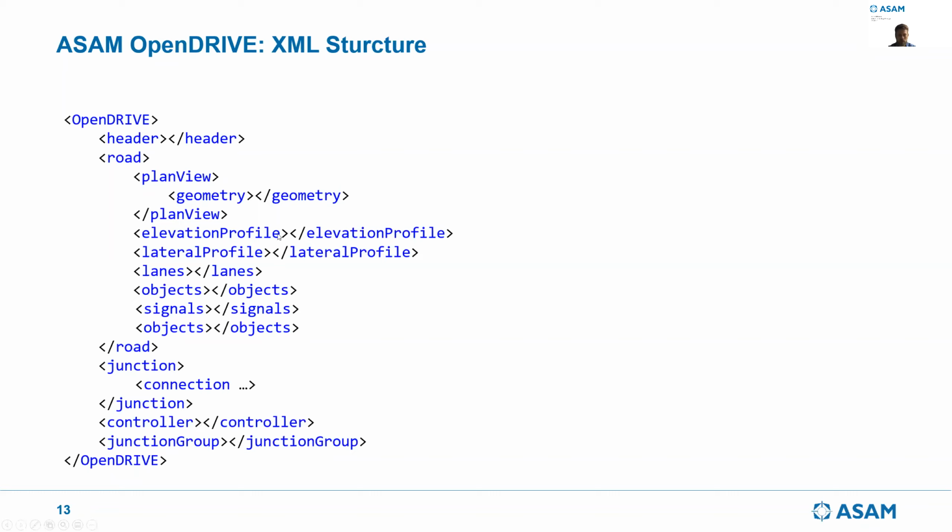And then down there you have the junction group. With the junction group, you can put several junctions together, for example, for a roundabout. If you think about a roundabout, that is a circular order of several T-junctions. Yes, and that is pretty much the whole OpenDRIVE.